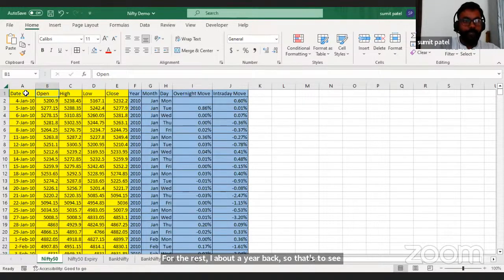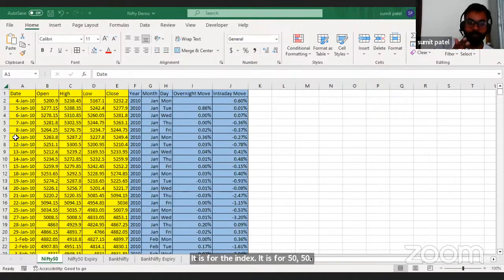So any doubts here in understanding the data, understanding the yellow part? The date, what was the opening price, what was the high, what was the low, and what was the closing? It is for the index, it is for Nifty 50. It is, you could say, a combination of the top 50 companies of India.